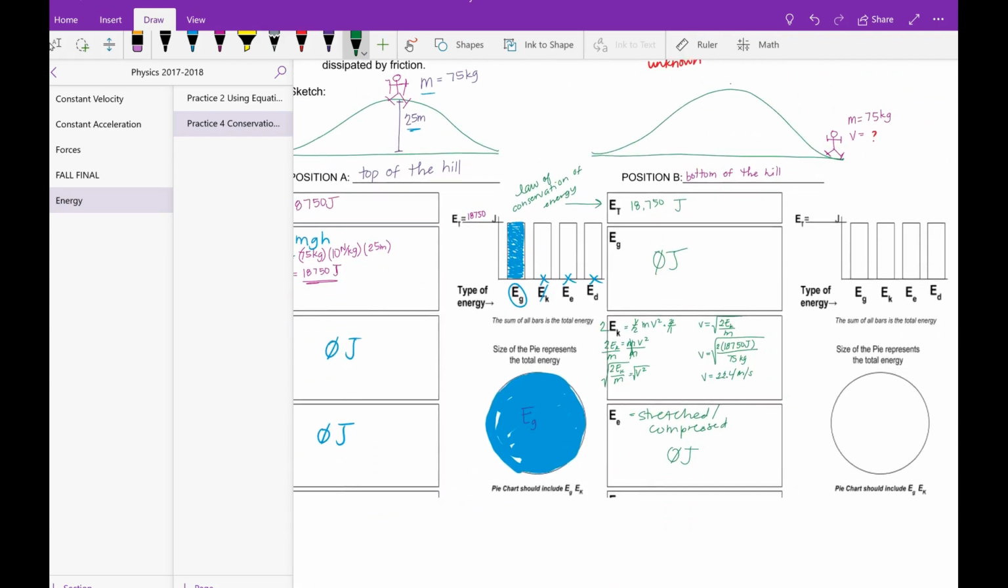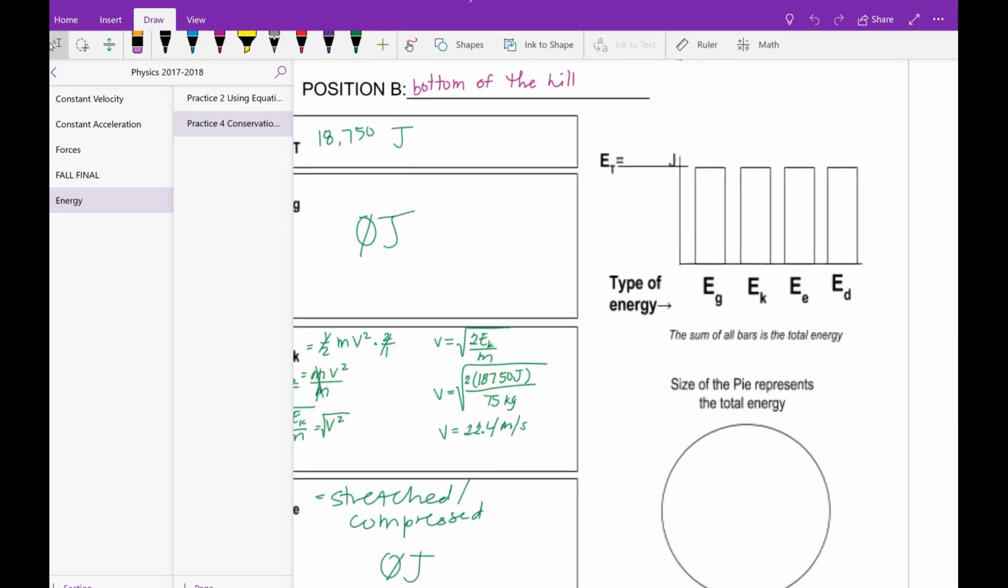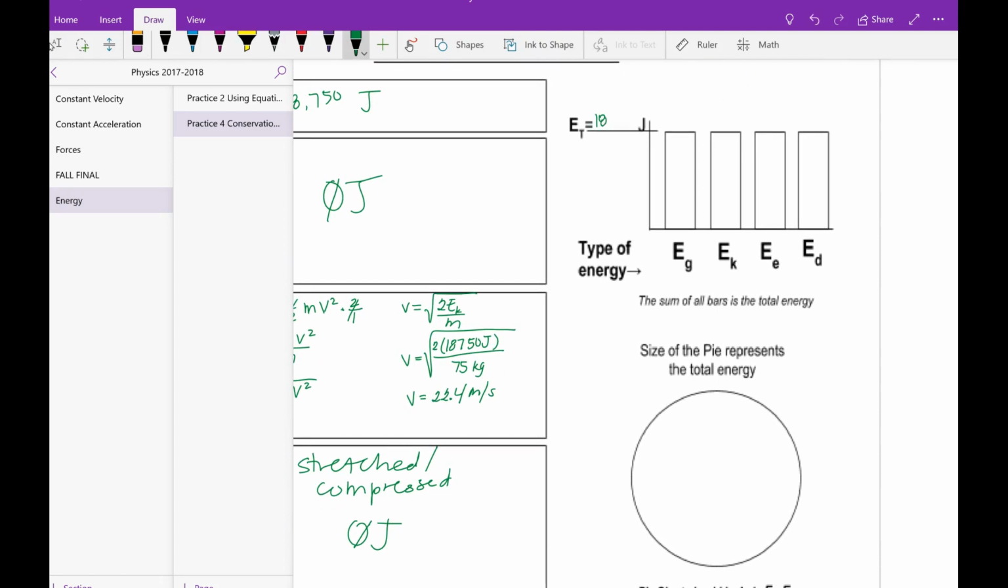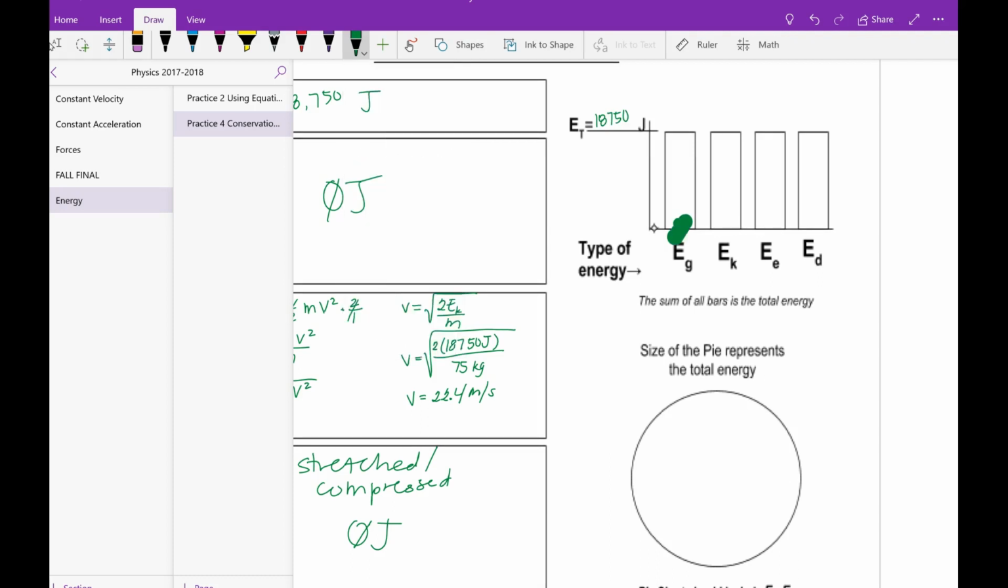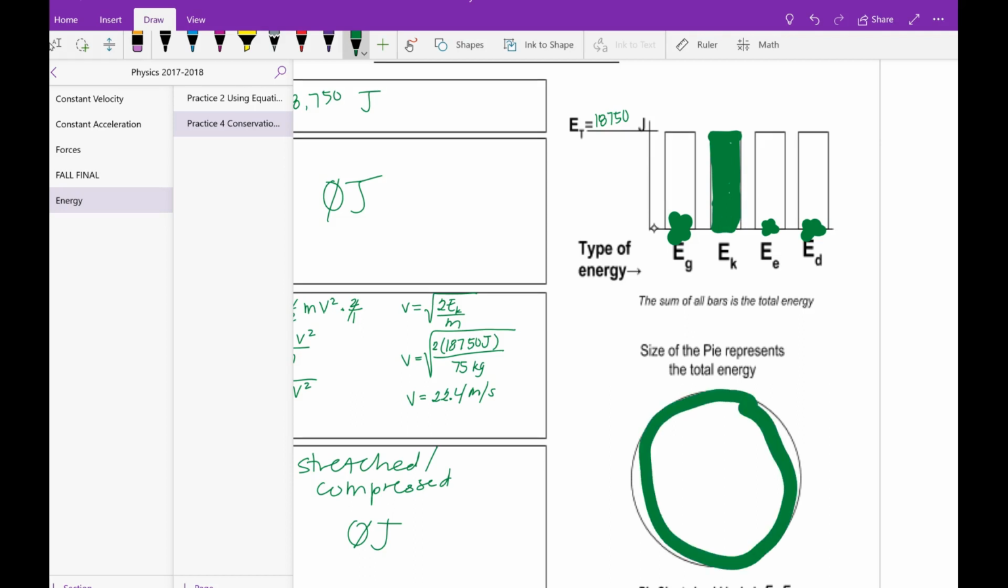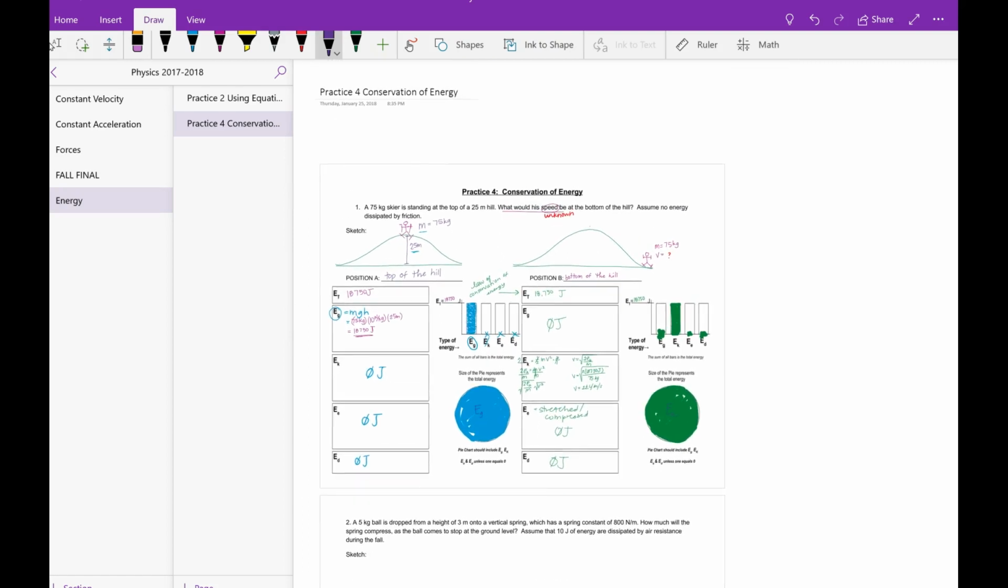All right, and so we've done our calculations. We're going to go over here to the energy bar chart and pie graph. We have 18,750 here. And so we know that there is no EG, no EE, no ED, and that this whole thing is filled up by the EK. Okay, and same thing for our pie chart. We know that the whole pie, excuse my coloring, is going to be EK. All right, and so here's what our final problem might look like.